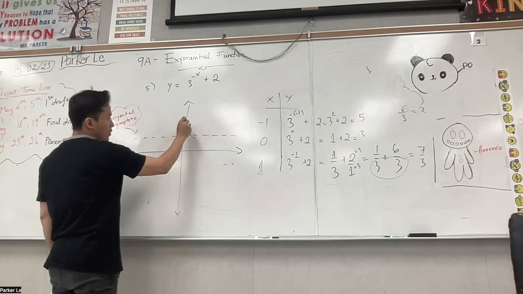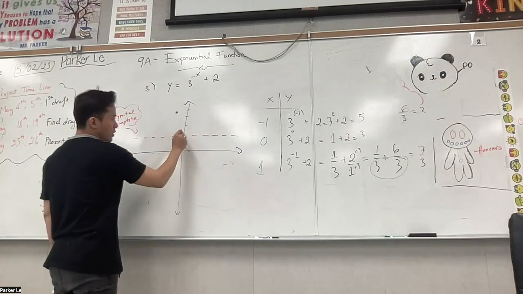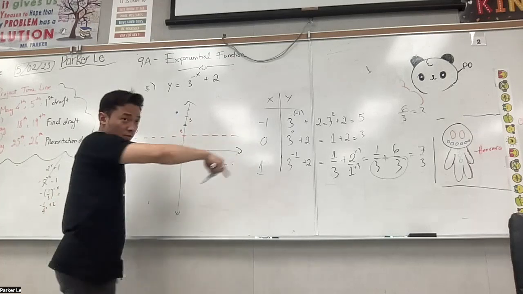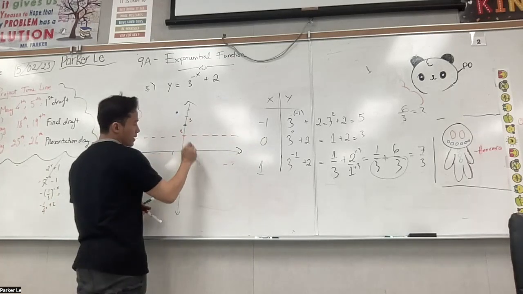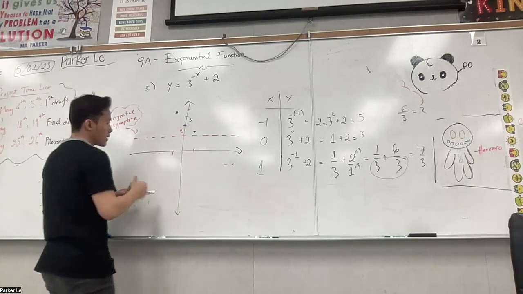So negative 1 and 5. So this is 2, 3, 4, 5. So right here, 0, 3. So this is 2, so 3 right here. And then 1, and then 2 point something, so 1 and then a little bit above 2. Okay. Now connect them.